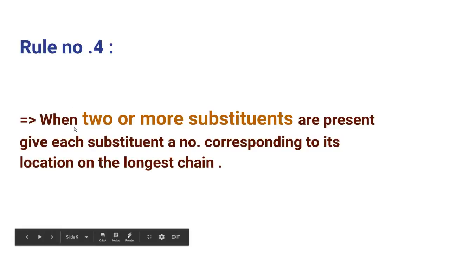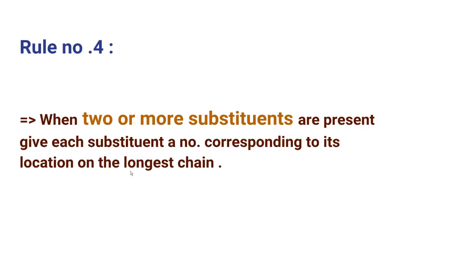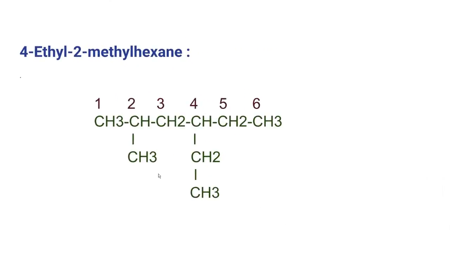Students, rule number 4 says when 2 or more substituents are present, give each substituent a number corresponding to its location on the longest chain. For example, in this case, this compound is 4-ethyl-2-methylhexane because on the fourth carbon, an ethyl group is located and on the second carbon, a methyl group is located. Students, the substituent groups should be listed alphabetically. That is ethyl before methyl because E comes before M. But in deciding on alphabetical order, ignore multiplying prefixes such as di and tri.